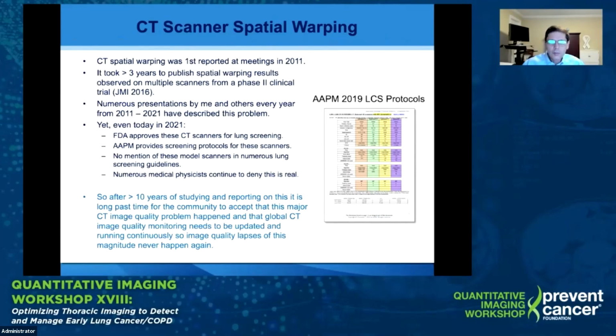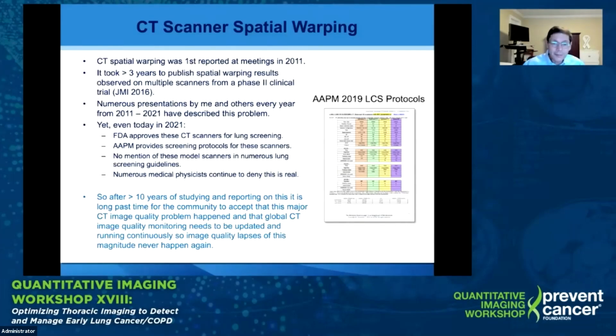And then I've made numerous presentations every year for the last 10 years. Yet even today, FDA approves these model scanners for lung cancer screening. AAPM provides screening protocols for these scanners, as you can see on the right. There's no mention of these scanners as having issues in numerous lung cancer screening guidelines, and numerous medical physicists continue to deny that spatial warping exists in 16 slice scanners, as we've been reporting.